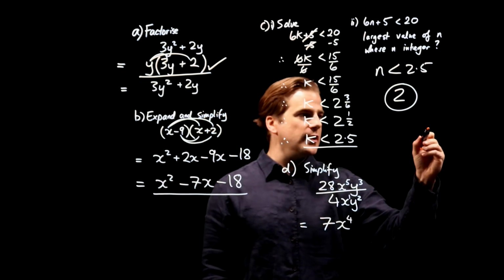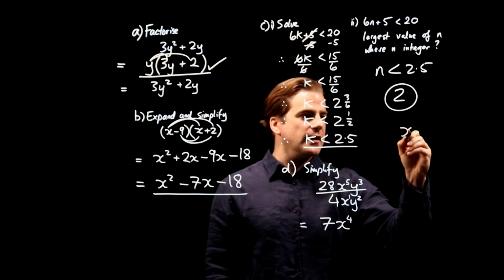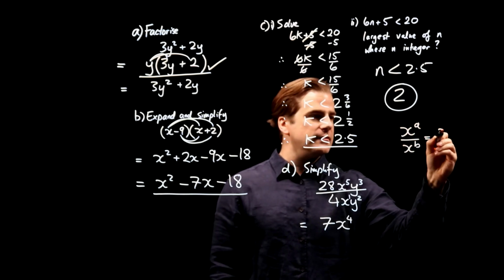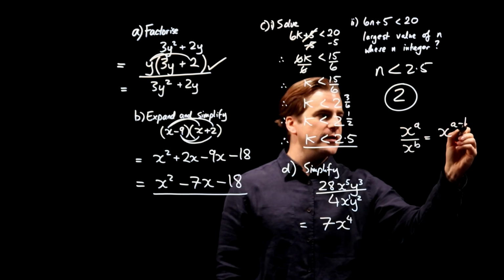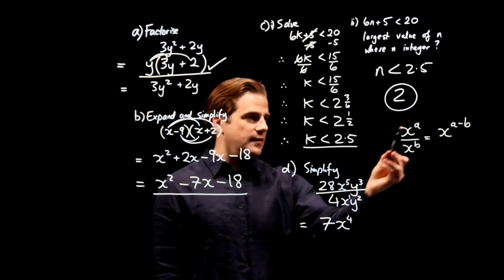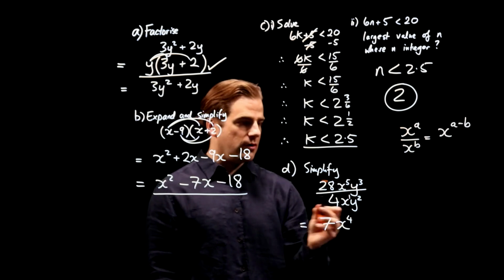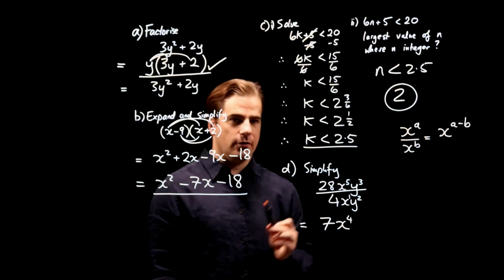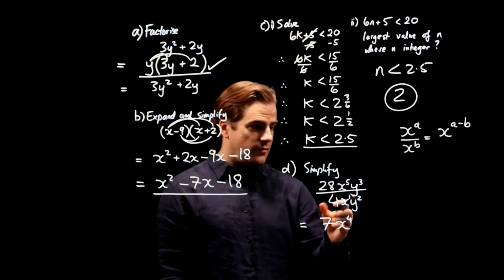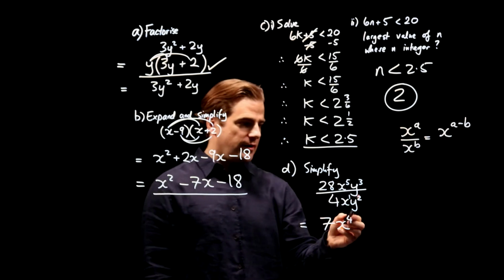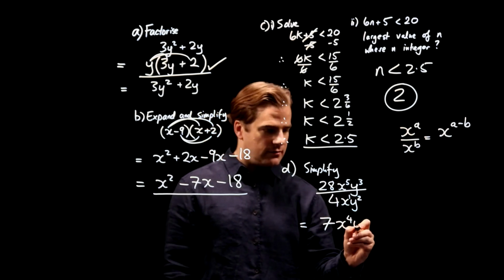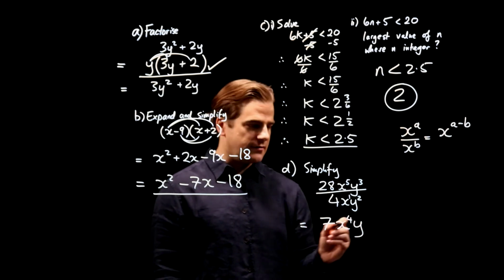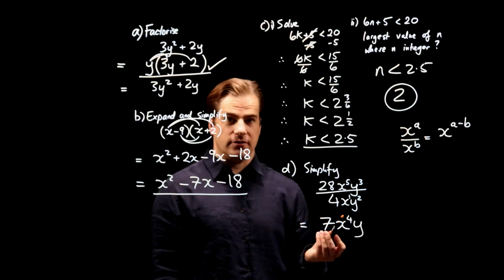We're using this rule here, that x to the a divided by x to the b is x to the a minus b. So in our case, a is 5, b is 1, so it's x to the 5 minus 1, which is 4. And the same with the y's. Same rule, 3 minus 2 is 1. So we could write the 1 there, but you shouldn't write that as your final answer. It's y to the power of 1 is just y.